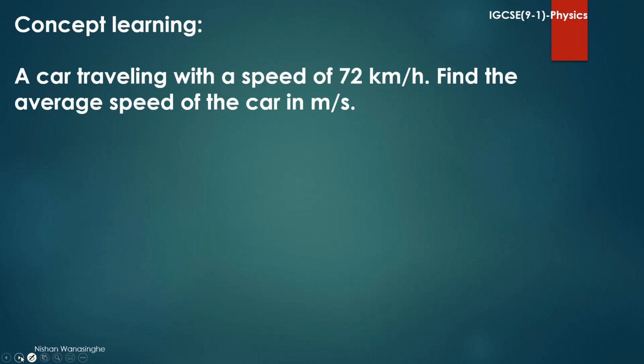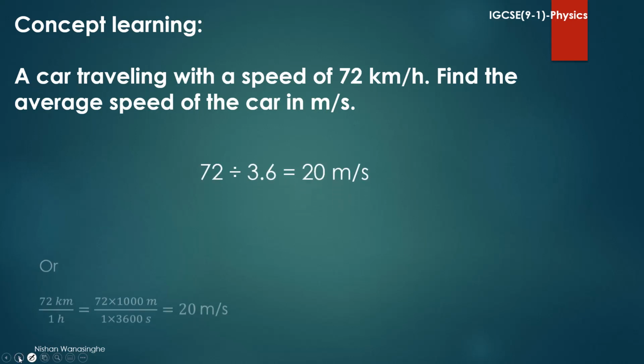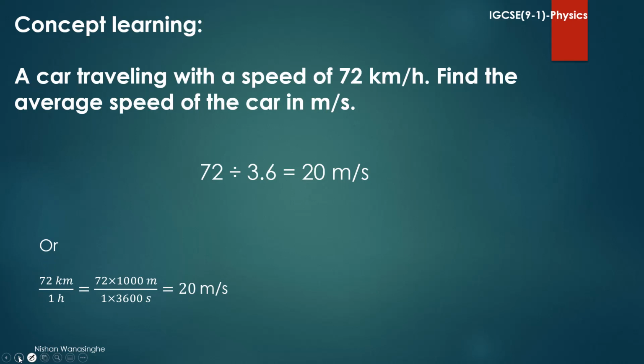Right, I will do a concept learning question. A car traveling with a speed of 72 kilometers per hour. Find the average speed of the car in meters per second. So here 72 divided by 3.6, you get the answer 20 meters per second.